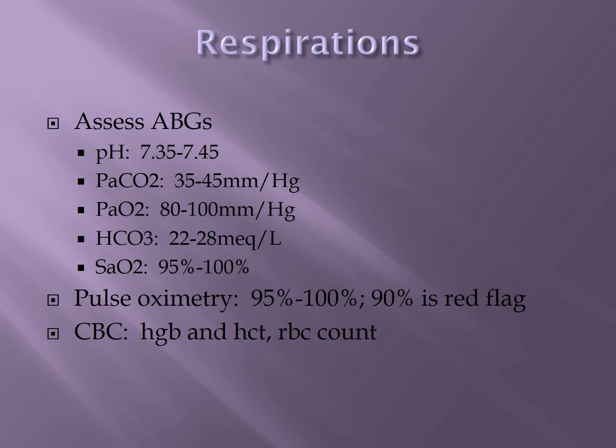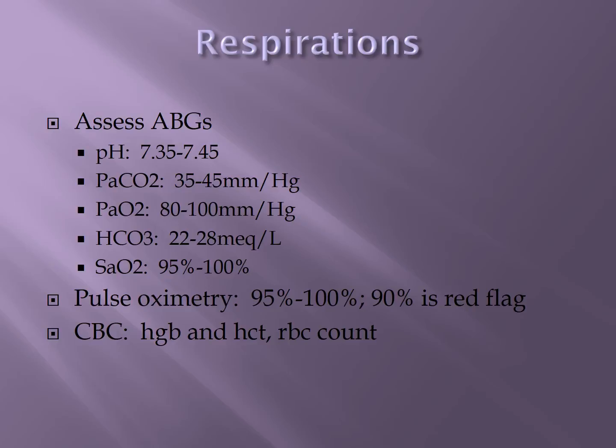ABGs, you've got to know these normals. pH 7.35 to 7.45, PaCO2 35 to 45, PaO2 80 to 100, HCO3 22 to 28, and then SaO2 95 to 100%. Now, this is with ABGs.